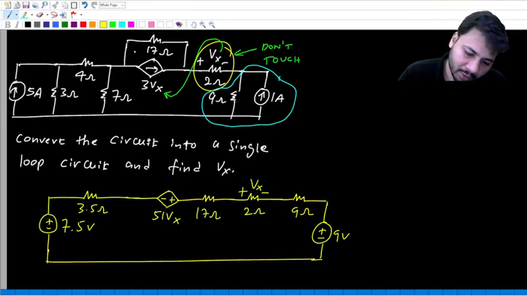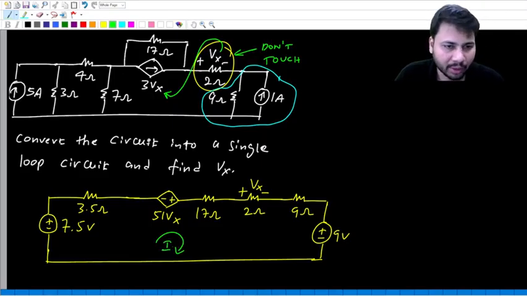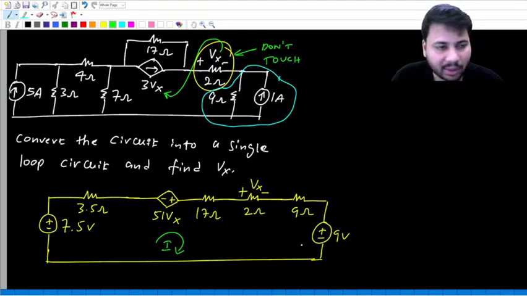So how do you write KVL? You have to assume some loop current I. Here, if you want, you can further do some simplification. The two voltage sources, are they not in series? Yes or no? 9 volt and 7.5 both are in series. When voltage sources are in series, you can combine them into a single voltage source. Yes or no?